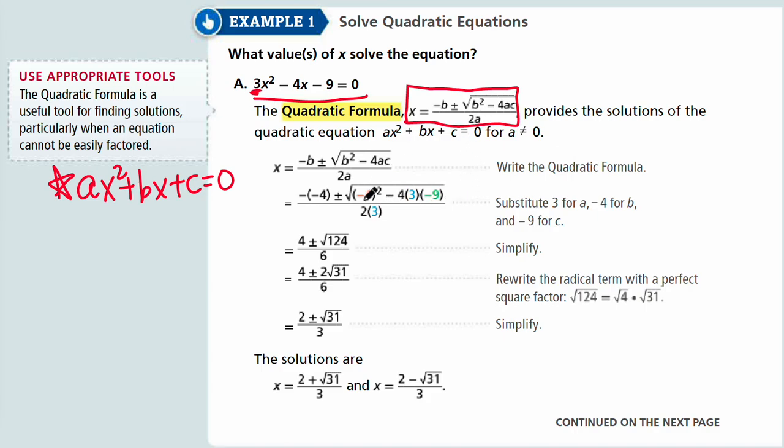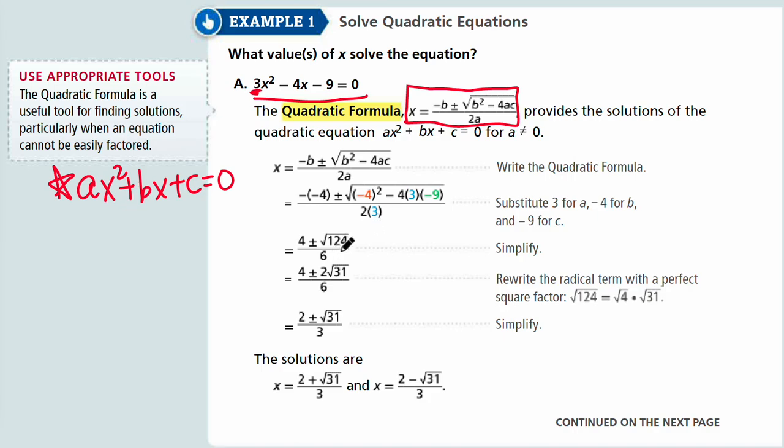And then you're going to just plug it into the quadratic formula. This is called the quadratic formula for a reason. Plug it in and you'll get the answer. If you plug it in correctly and simplify correctly, everything should be fine. Negative 4 would be just positive 4, plus or minus the square root of negative 4 squared, which is 16, minus 4 times 3 times negative 9. Everything together would be 124, because that would become addition. And then you divide by 2 times 3, which is 6.